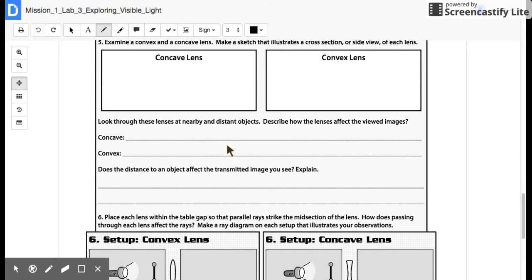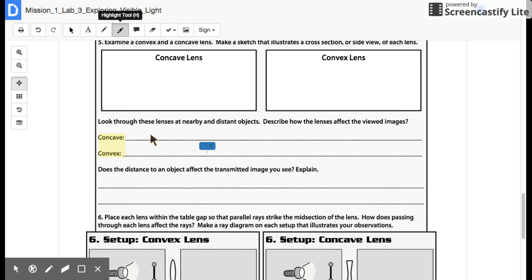All right? Now, when you get to this portion of the concave and the convex, notice that it talks about looking through the lenses at nearby and distant objects. I would suggest you look at the writing on your paper as your near object, and then find something on the wall, maybe one of the posters or something that you can get a good visual of to look at from far away. Now, things to keep in mind, and you need to write down.